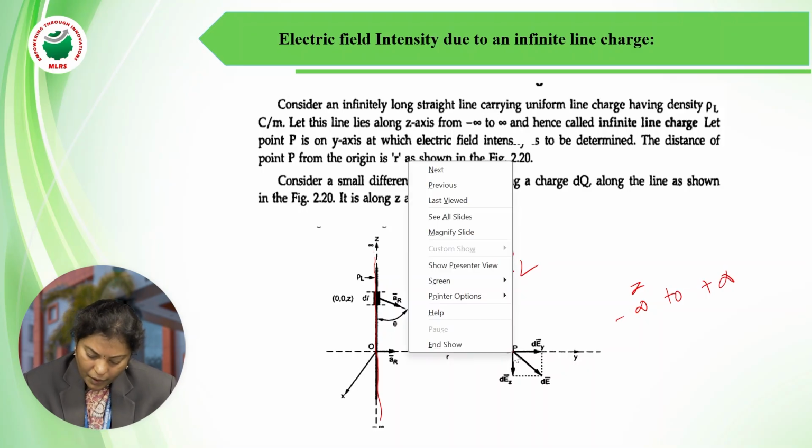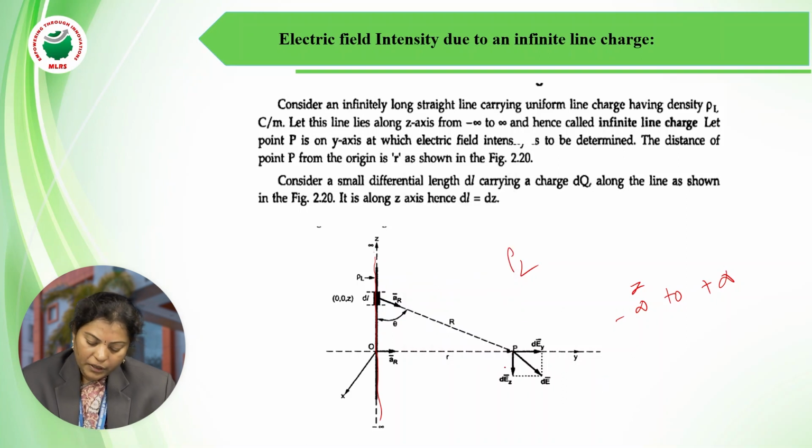I am considering some point P on the y axis. Here we have a differential charge. Because of this, we need to calculate the electric field intensity at point P. So here I am considering a differential length dl, which is carrying differential charge dq along this line. This dl is along the z axis, therefore dl equal to dz.